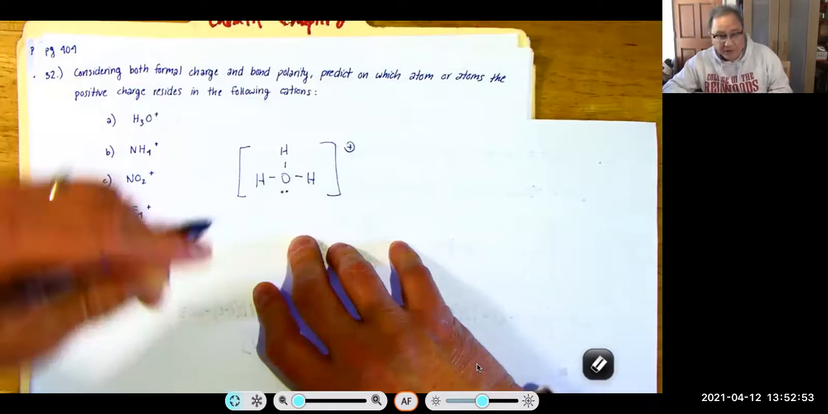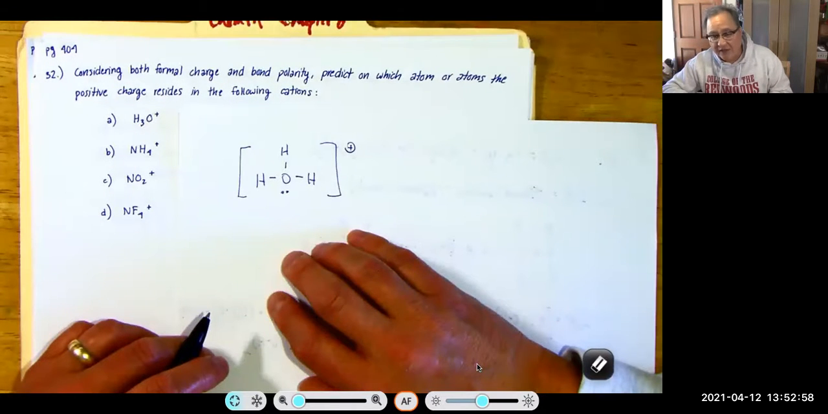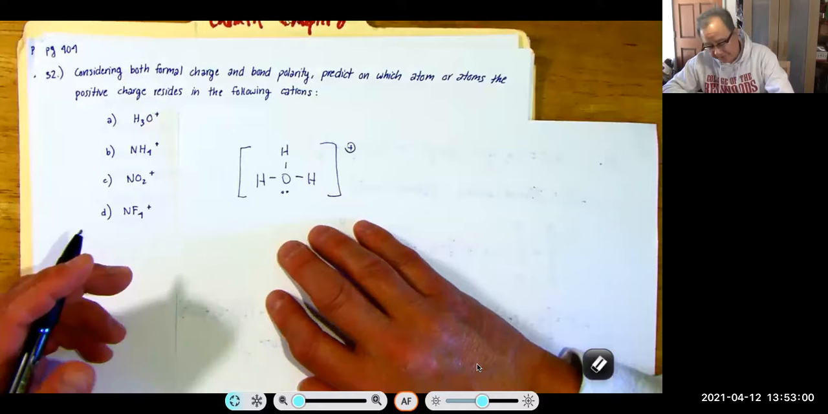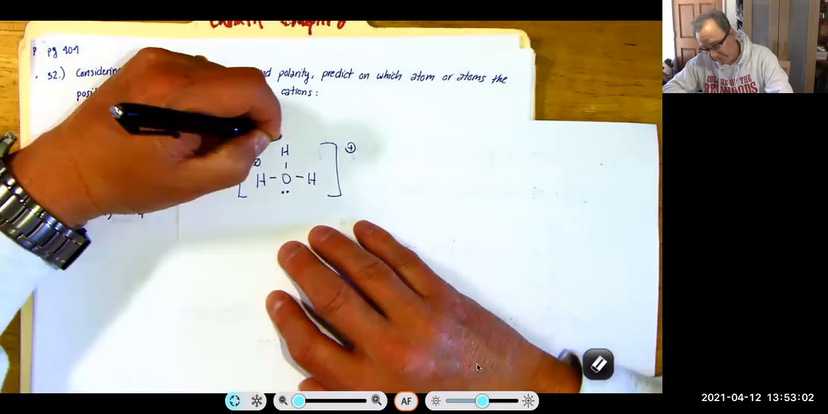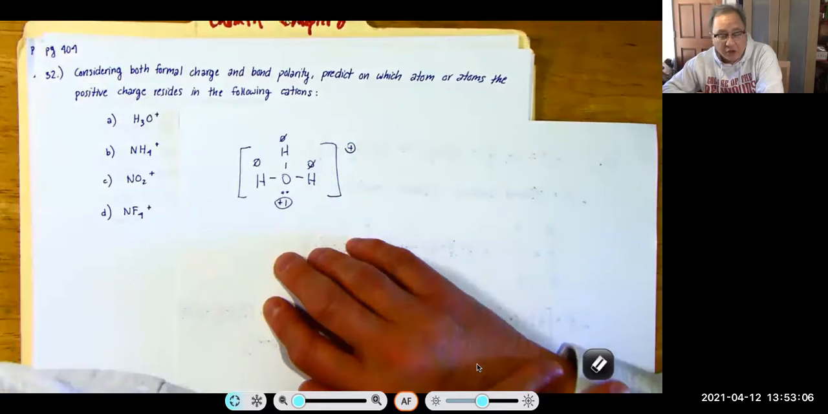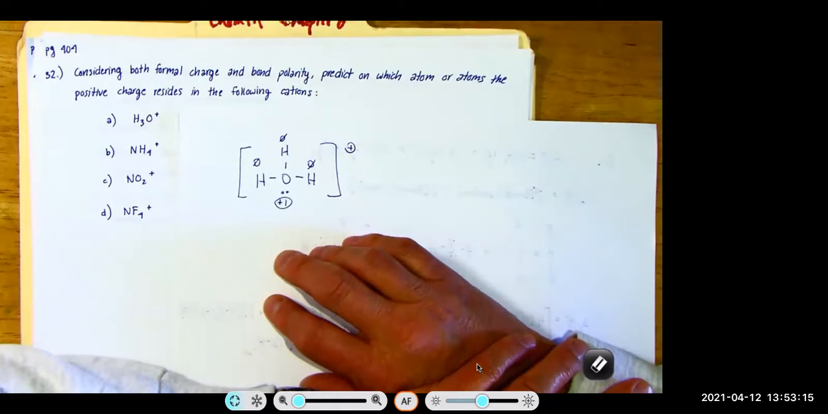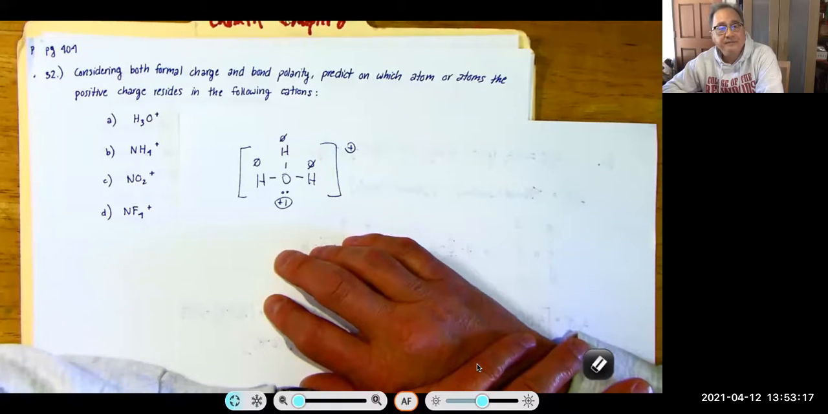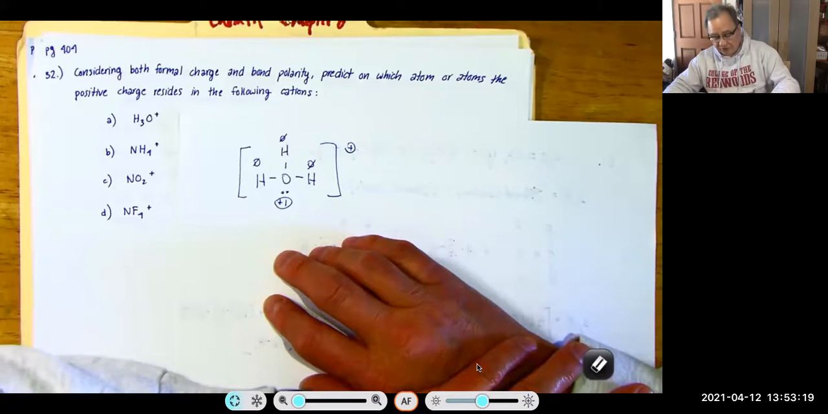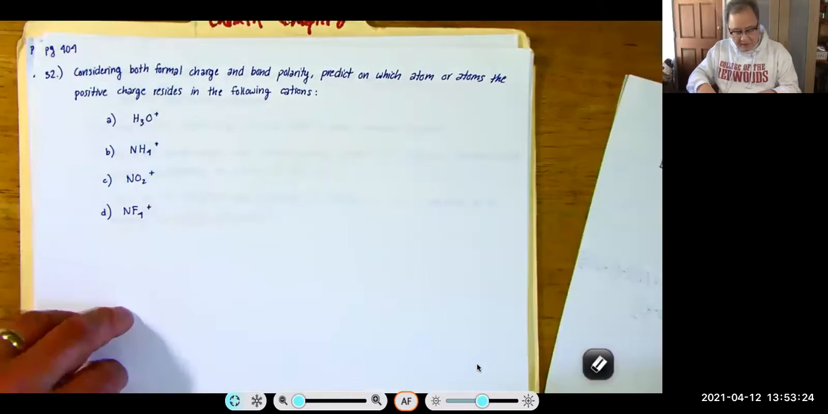And to predict which atom the positive charge resides on, you assign formal charges. So where does the positive charge reside? Oxygen. On oxygen, because it's got the formal charge of +1. Okay, so that's how you do a problem like this. So that being said, we'll move on.